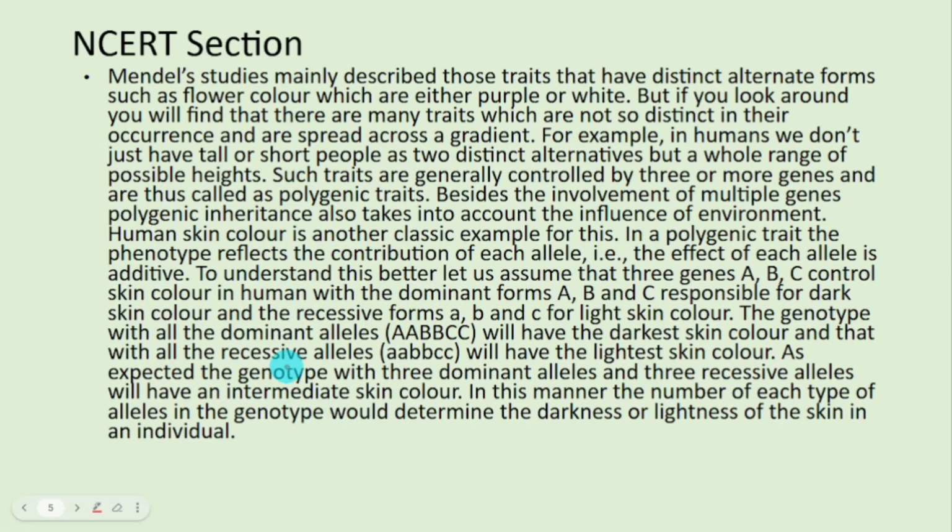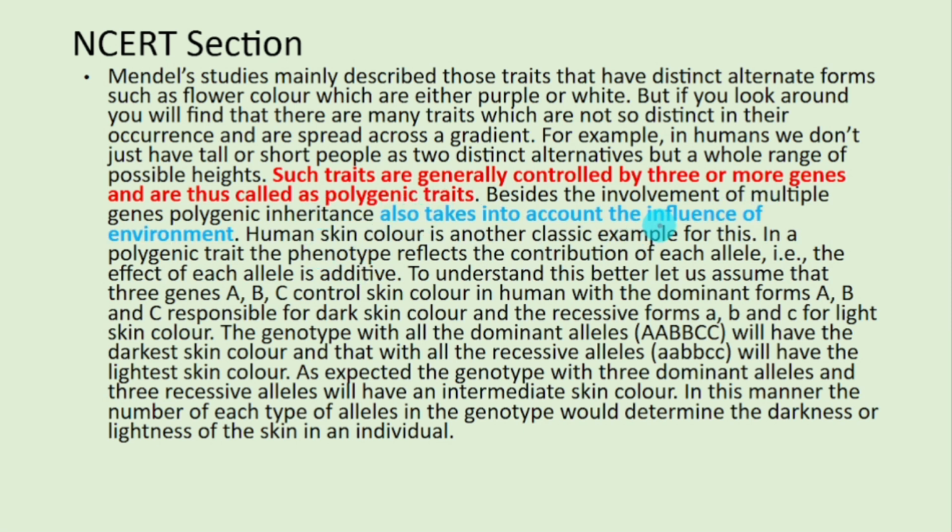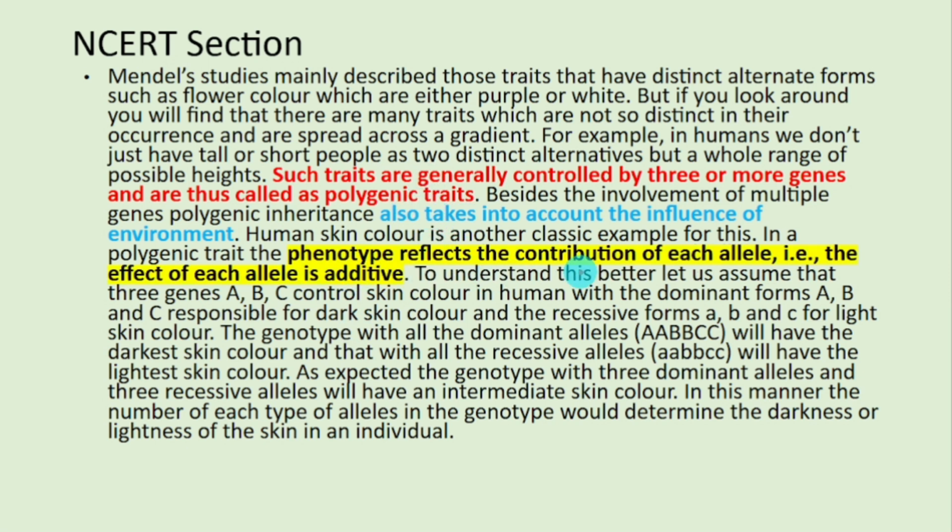So this is the section in NCERT on polygenic inheritance. The traits generally controlled by 3 or more genes are thus called polygenic traits. 3 or more genes, polygenic. And then in case of polygenic inheritance, you also need to take into account the influence of environment. So these two statements can be asked in the form of two statement questions. Phenotype reflects the contribution of each allele. So I emphasized on this point, effect of each allele is additive. As the number of dominant alleles increases, the skin color also becomes darker and darker. So such an effect is called additive effect.